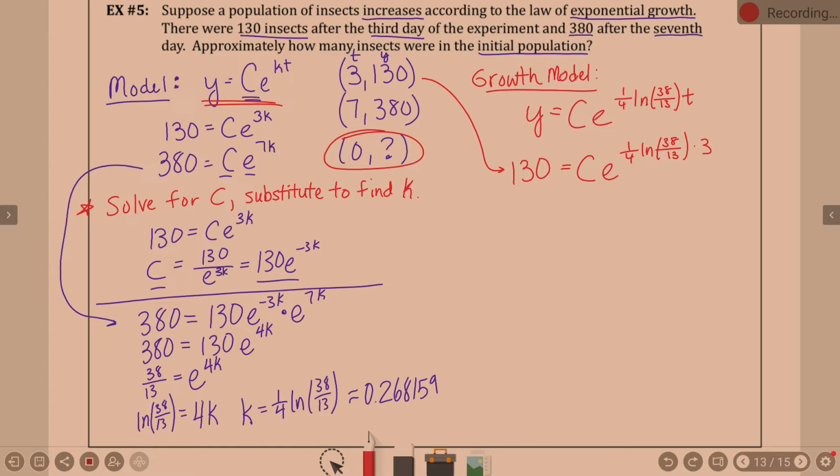C is essentially going to be what? 130 divided by e to the 1/4 natural log of 38 over 13 times 3. Which really I could, what could I multiply that 3 into? I can multiply the 3 by the 1/4 and say it's 3/4, right? An easy way to punch in 3/4 is to say 0.75, right? So at this point, try your calculators. That would be what I would suggest.